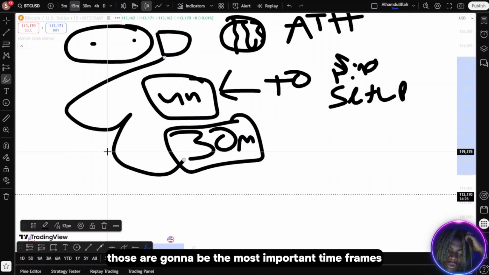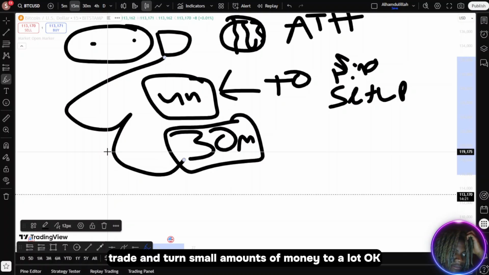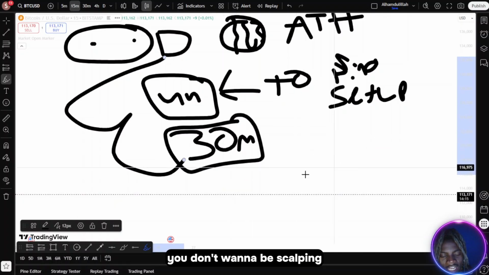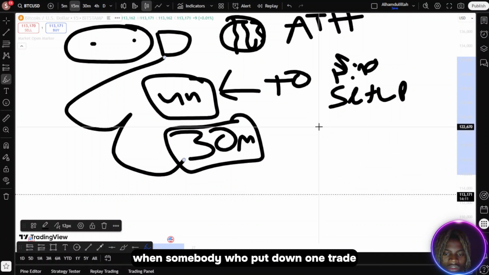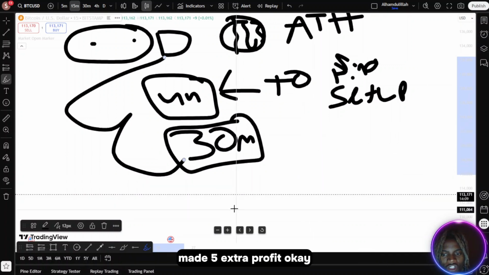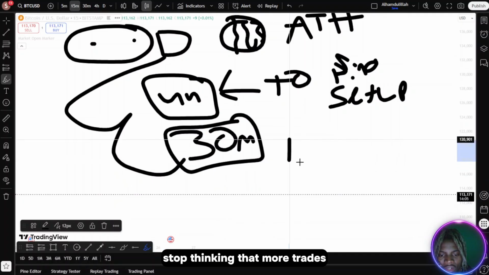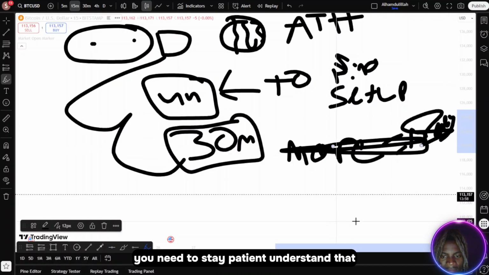Those are the most important time frames that I like to use to swing trade and turn small amounts of money into a lot. Because ideally, that's what you want to be doing. You don't want to be scalping. You don't want to be trying to make 20, 30 trades a month just to barely make anything, while somebody who put down one trade made 5x your profit. Stop thinking that more trades equals more money, because it doesn't. You need to stay patient.